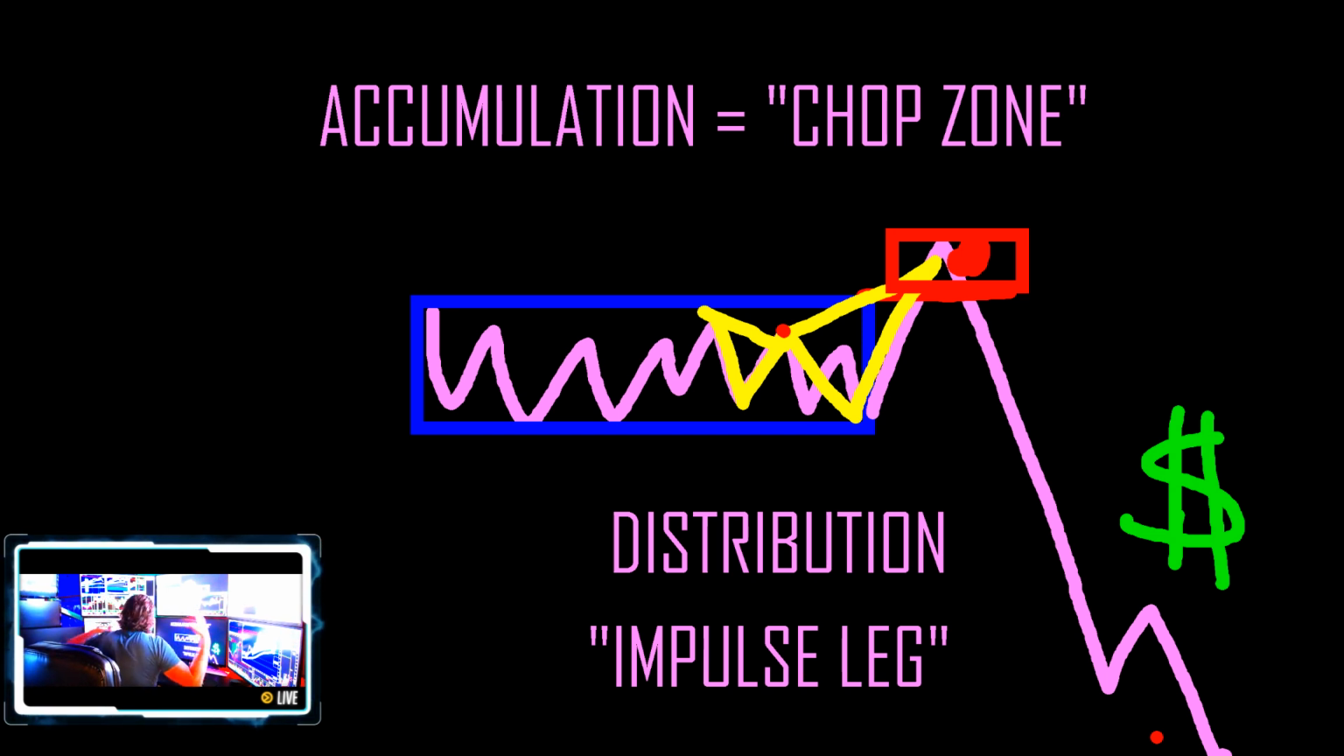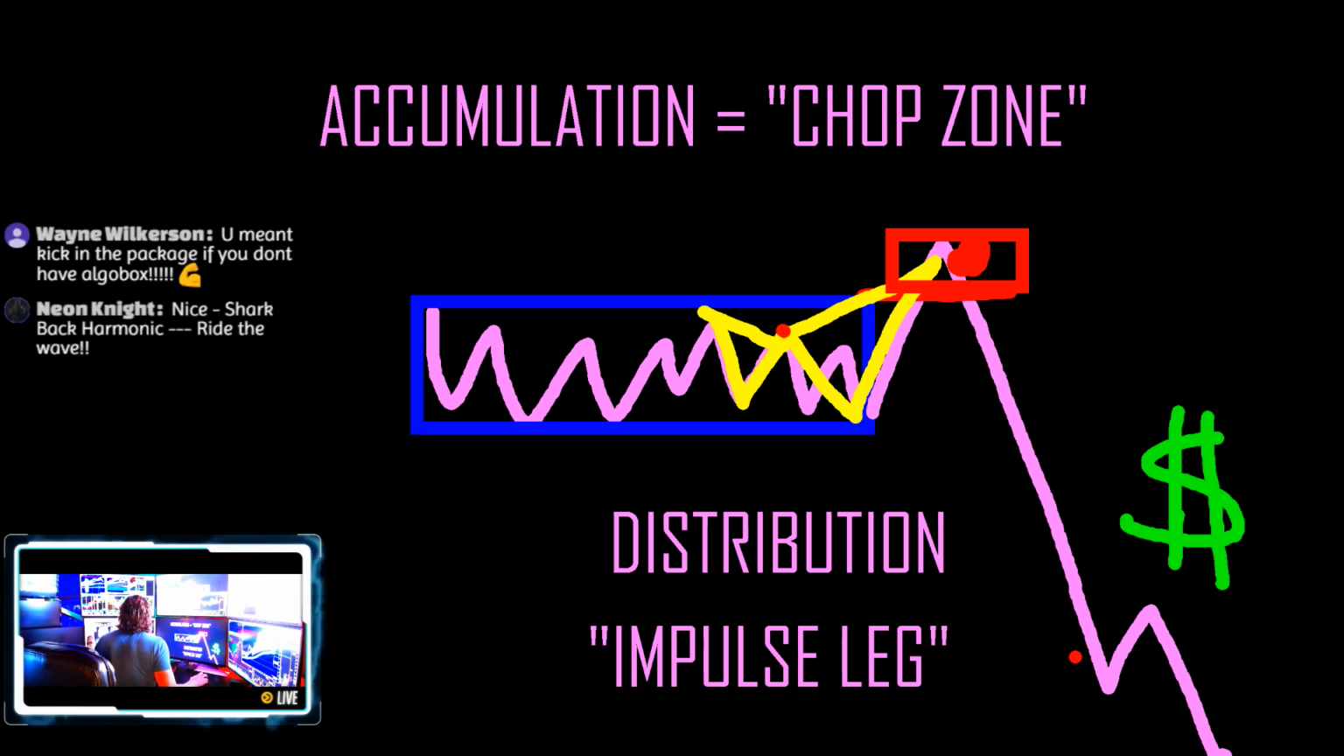You guys getting this? Are we all putting this together now? You guys feeling pretty good about this? Okay. We want to make money on the distribution leg. Make kick in the package. I forget ALGOBOX, exactly. So accumulate, distribute. And then this happens over and over again, okay? Just remember two ways that things are happening. Accumulate, distribute. Accumulate, distribute. Okay?